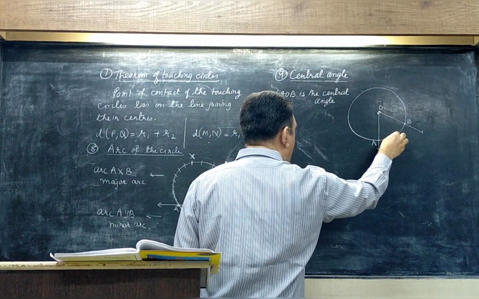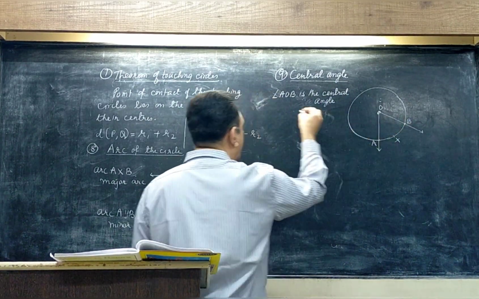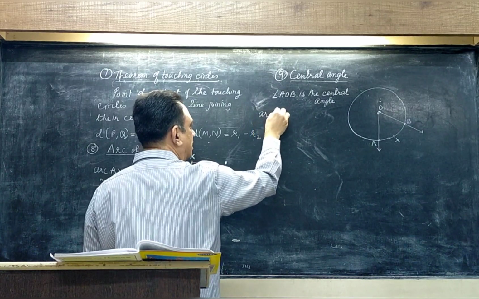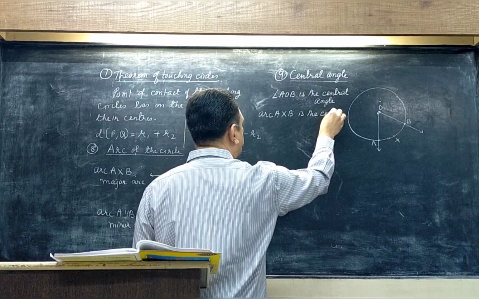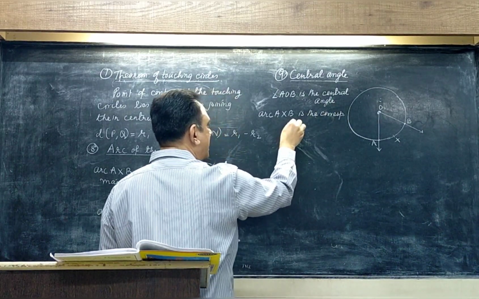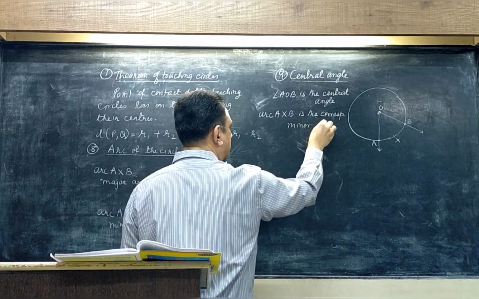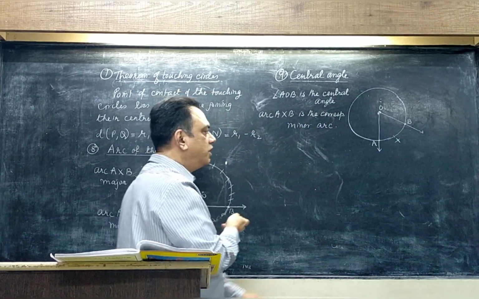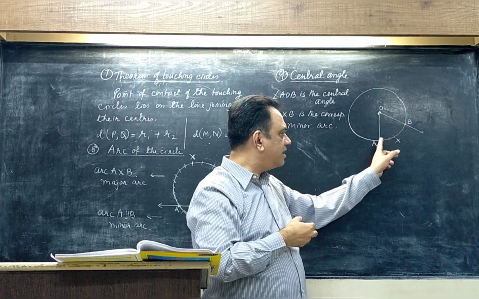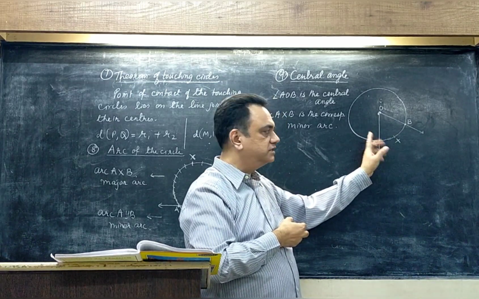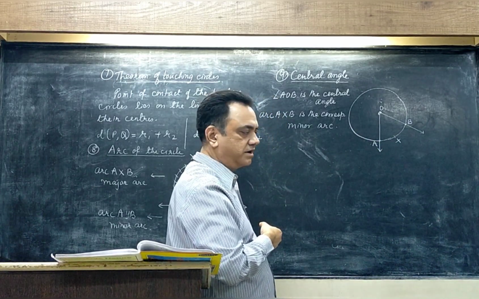And this arc AXB is the corresponding minor arc. So for the central angle AOB, arc AXB is the corresponding minor arc.